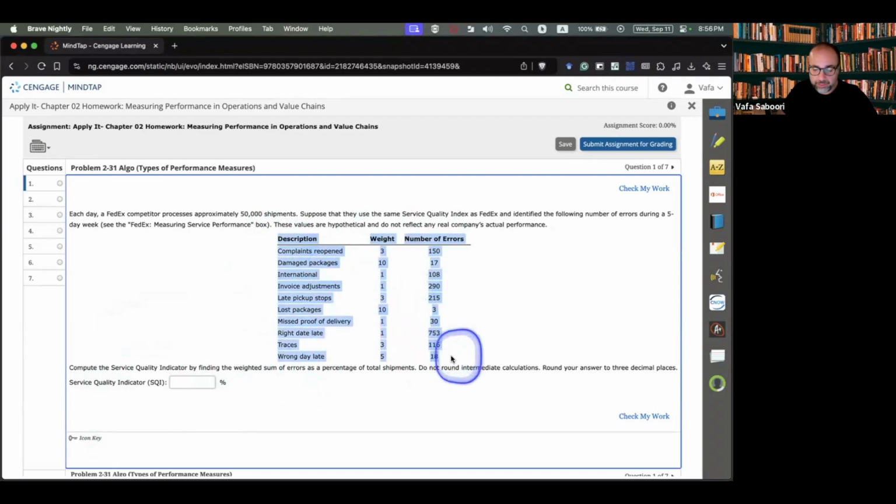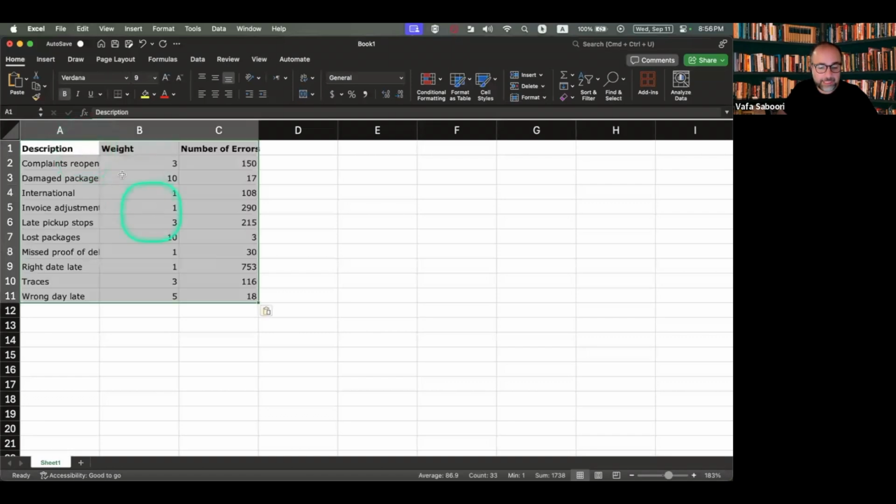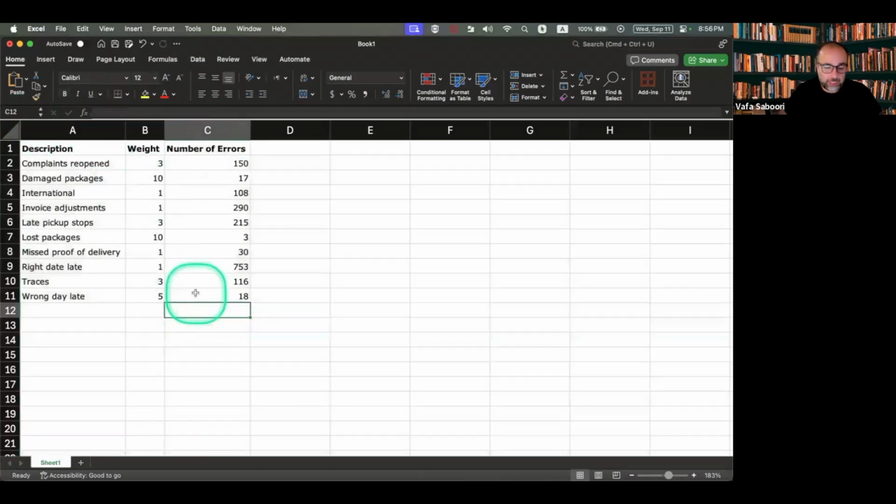I'm going to copy this data and paste it in a blank Excel sheet. And then we are going to start working on this. So first thing that we need to calculate in a service quality indicator, if you remember, is a weighted average of the errors. So these weights, as you remember from the class, each of them refer to the importance of each of these categories of errors. So for example, damaged packages have a weight of 10. They are way more important than missed proof of delivery, which has a weight of 1.